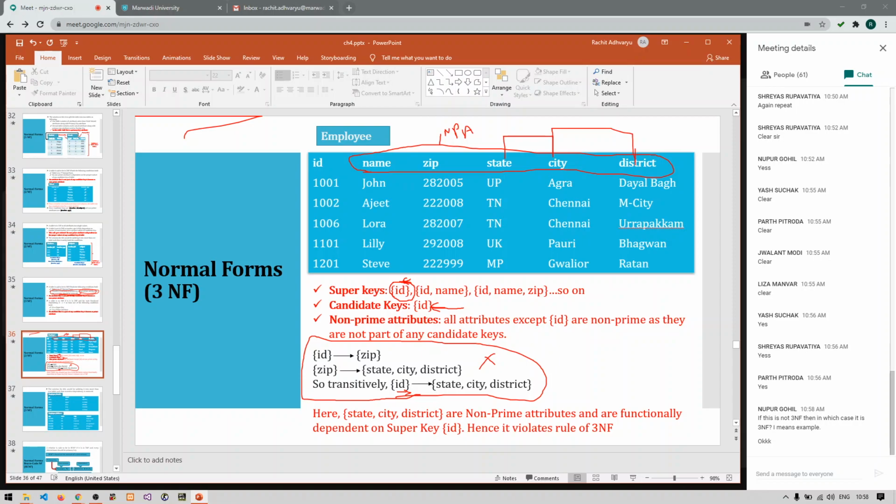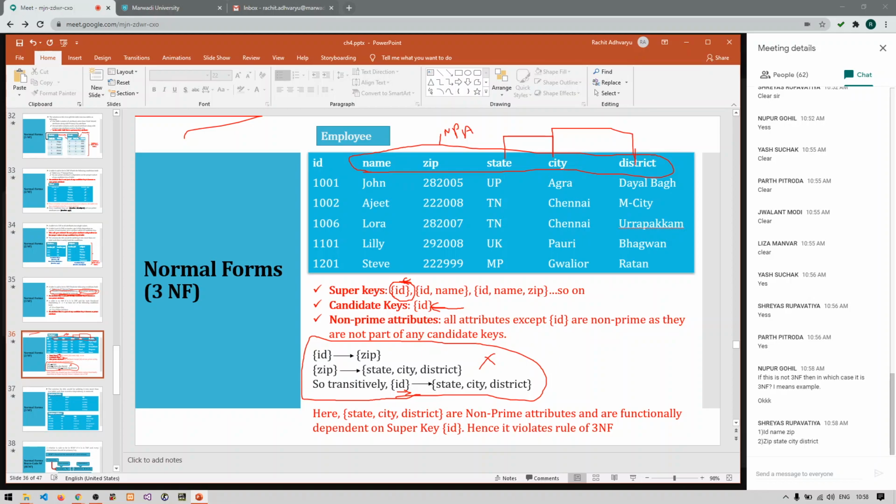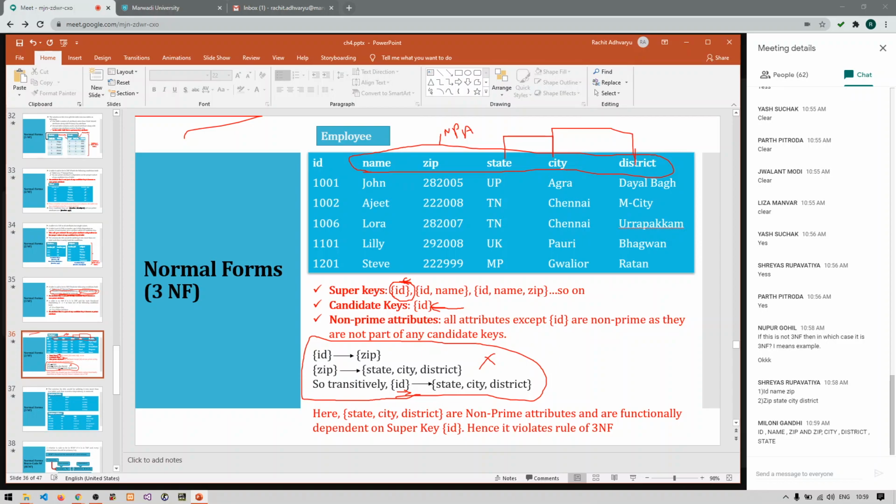But first, right now, I want you to answer what the different probable solutions are where you can remove transitive dependencies in such a way that no non-prime attribute is dependent on any of the super key.